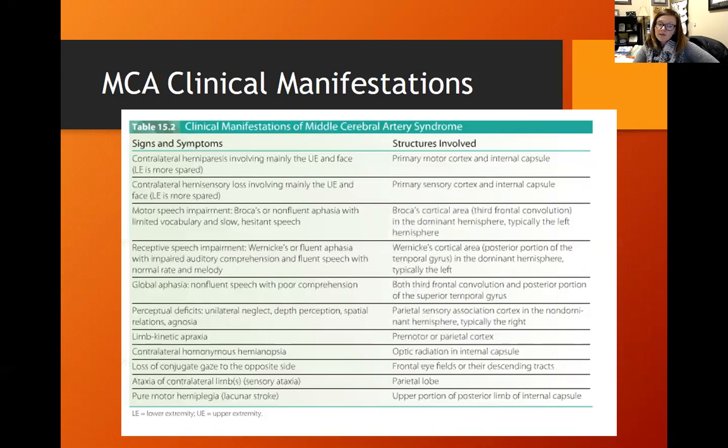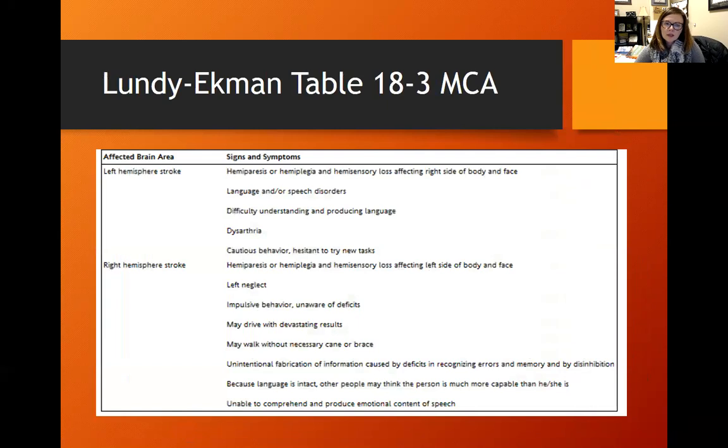They may also have homonymous hemianopsia, meaning that they've got visual field cuts, and loss of conjugate gaze to the opposite side. They may have ataxia as well, but more sensory. And if they've got pure motor hemiplegia, then it's typically more of a lacunar infarct. And so from Lindsay Ekman, here you go.